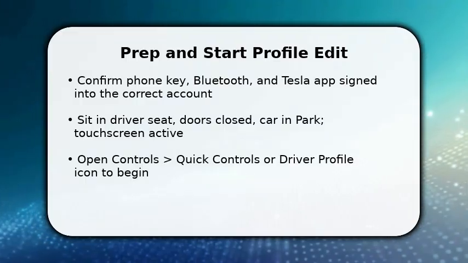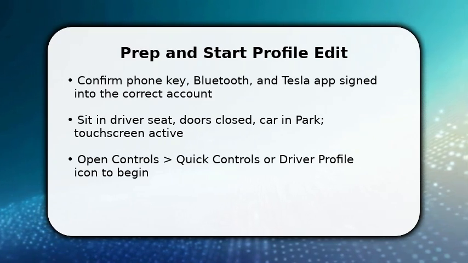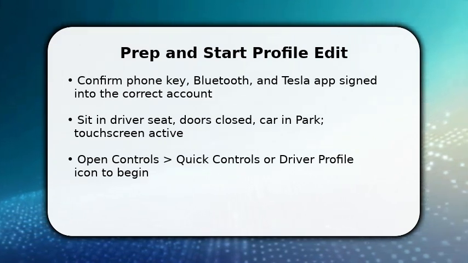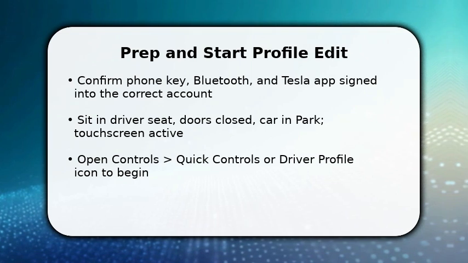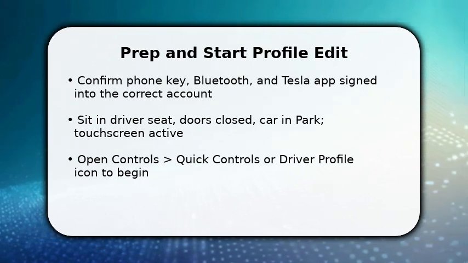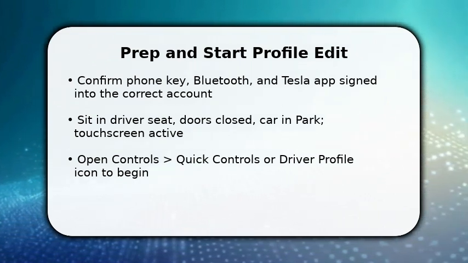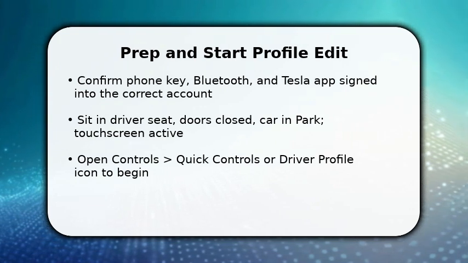You begin by verifying prerequisites. Your phone key is paired, Bluetooth is on, and the Tesla app is logged into the account tied to the car. Once done, get in the driver's seat, put the car in park, and make sure the touchscreen is awake.